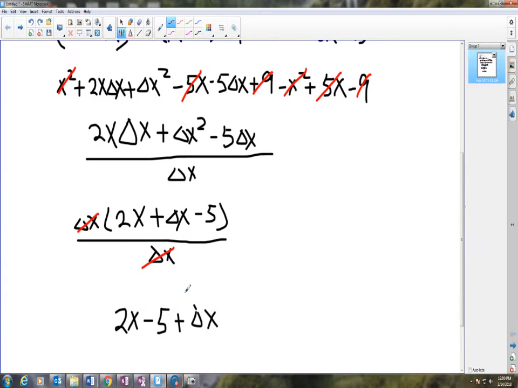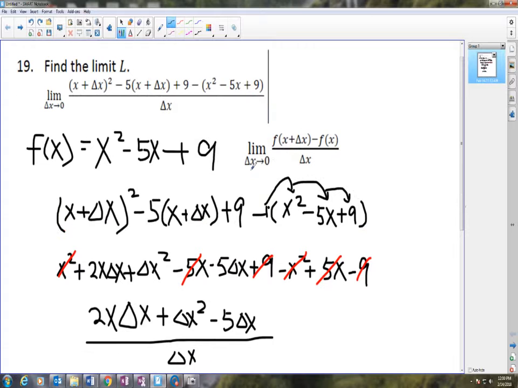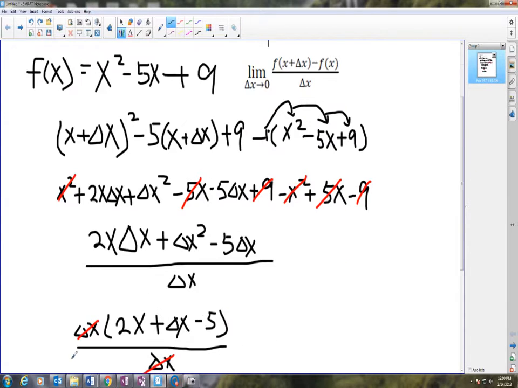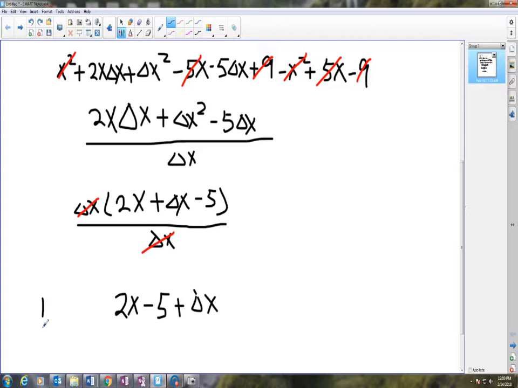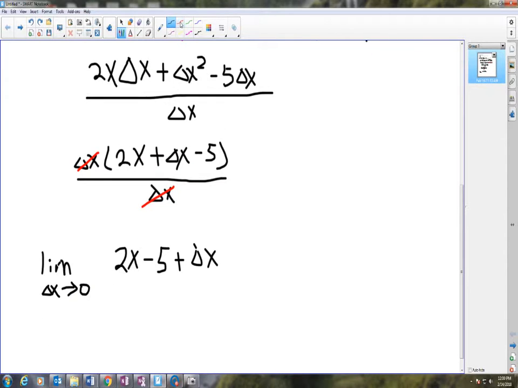Another thing I never wrote is the limit, so the word limit is up front. This problem at the very end is saying the limit of 2x minus 5 plus delta x as delta x approaches 0. Once I see delta x approaching 0, that means this term is approaching 0, so that becomes 0 right here. Therefore, my answer is simply 2x minus 5.